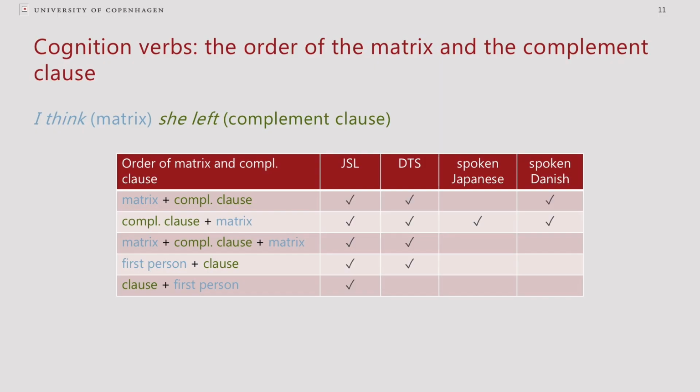Then it also turned out that the sign languages were the only languages that could use only a first-person pronoun with no cognition verb. And I'll give you an example of that.